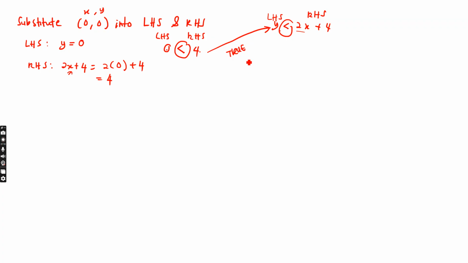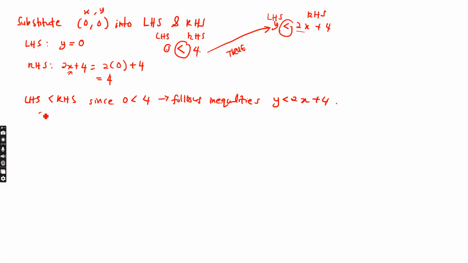Since the left hand side is less than the right hand side, because 0 is less than 4, it follows the inequality that we have, which is y less than 2x plus 4. So the area that we must shade is the area that has the testing point 0, 0.